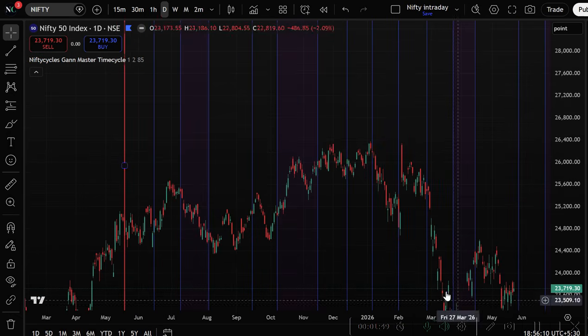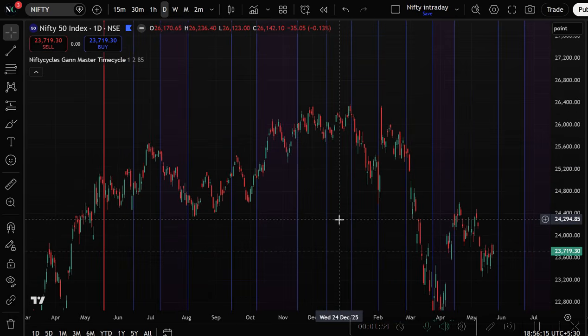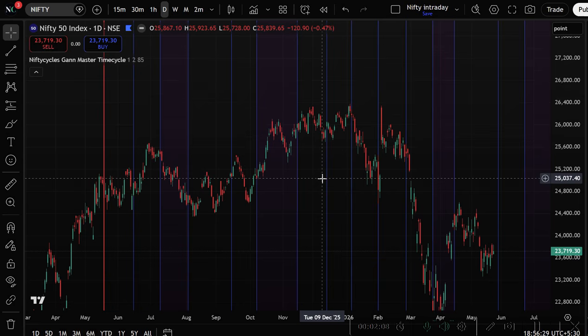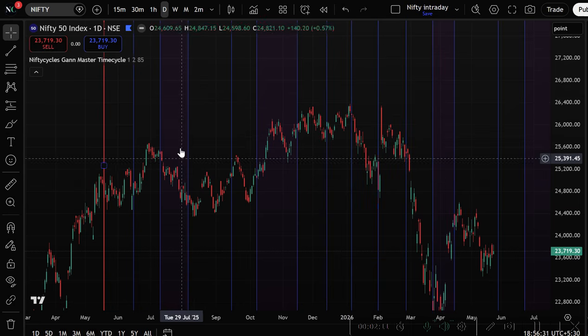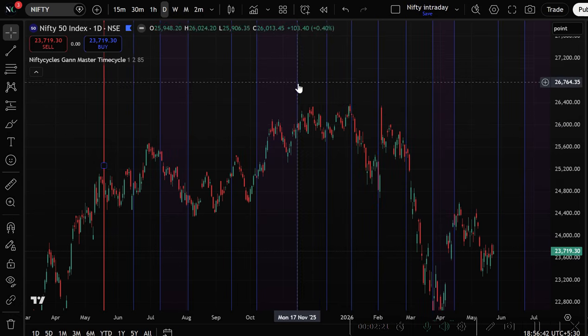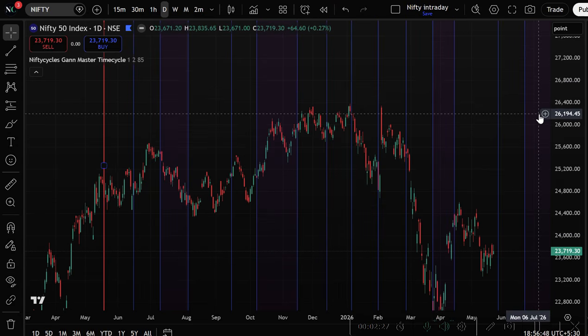Then this is the alternating cycle. Okay, it goes from a high to a low to a high, and it continues. The only place where it goes from a high to a high or low to a low is in the inversion zone. Okay, only in the inversion zones. And if you see on the chart, this is the inversion zone. It's highlighted in pink color in the background. This is the inversion zone. Now this is the inversion zone. That's another inversion zone.